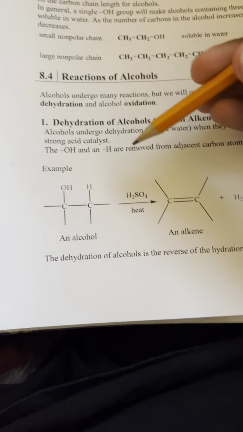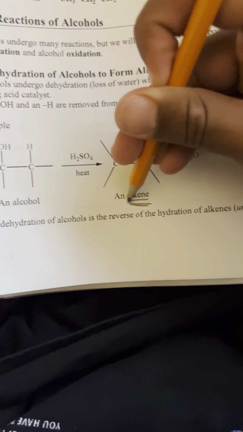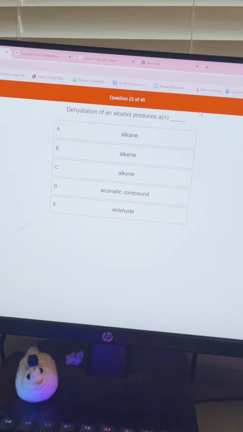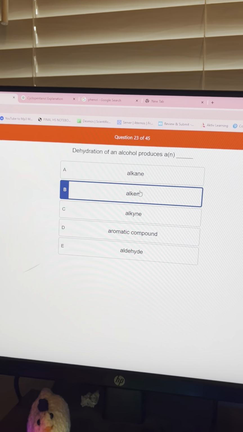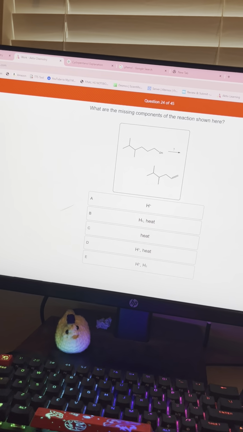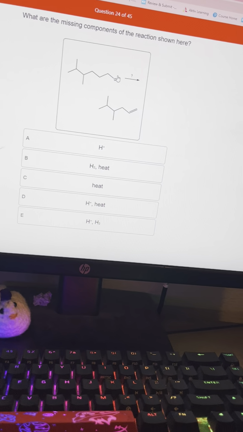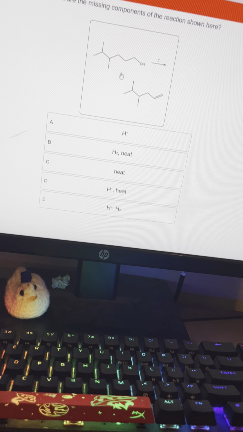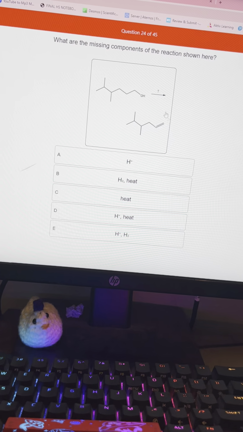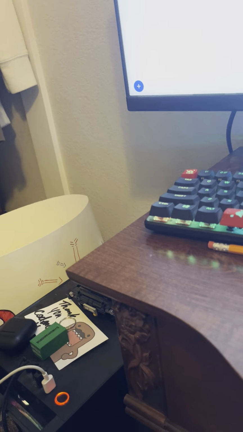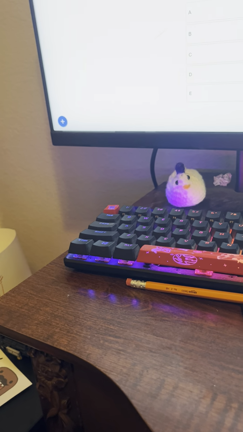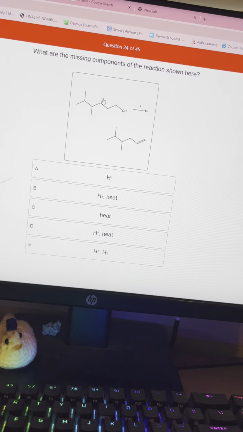Dehydration. So dehydration reactions, they're always going to yield an alkene. Every single one is going to give you an alkene. So just remember that. Dehydration produces an alkene. So this is an example of an alkene. We are getting rid of our alcohol. That's how you know if it's dehydration. In oxidization, the alcohol will still be there. But in a dehydration reaction, the alcohol will be gone.